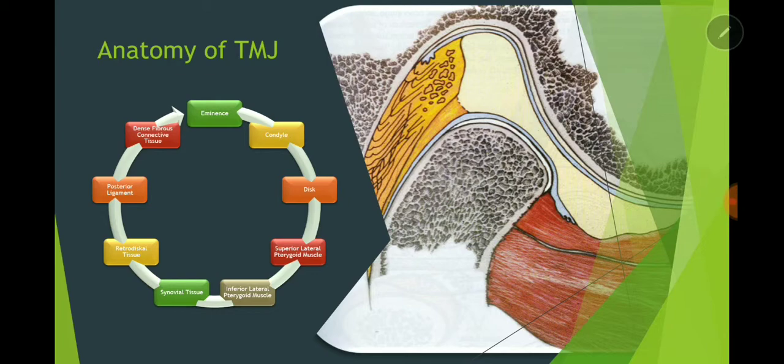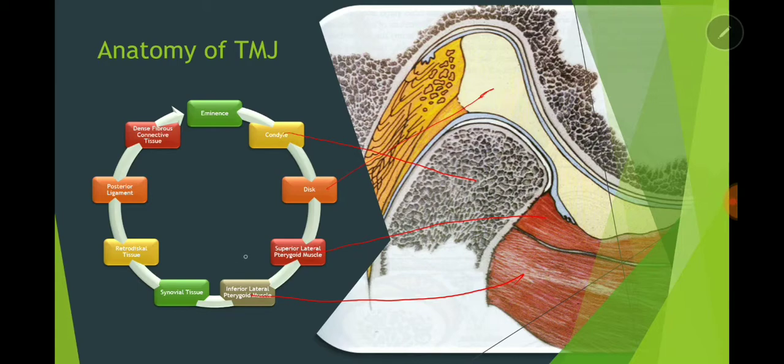All right. So anatomy of the TMJ here, you can identify the structures, all right? So let's start with the disc. So this is the disc here. Where's the condyle? So this is our condyle. And where's the superior lateral pterygoid muscle? This is the superior lateral pterygoid muscle. Inferior lateral pterygoid muscle, this is the big one here. So that's there. And the synovial tissue is going to be this one.